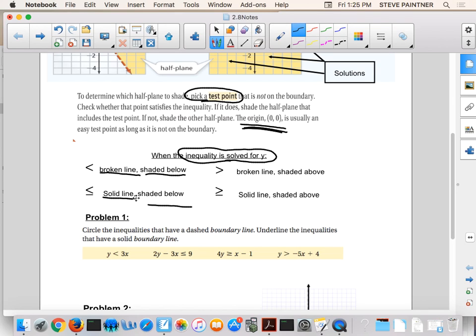So what's the big kicker here? What's going to determine if it's solid or broken? The equal sign. Equal to or not? If you have an equal sign, it's solid. If you don't have an equal sign, it's broken. Okay?